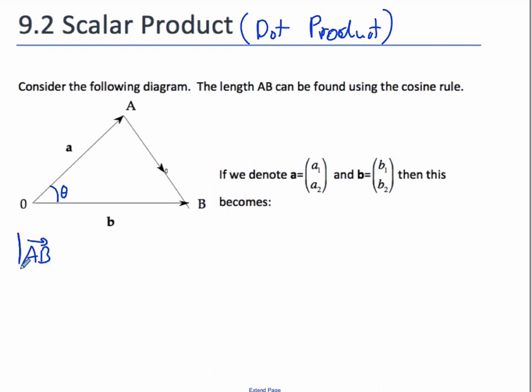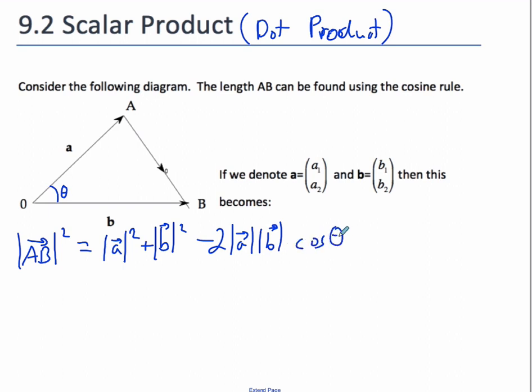the distance AB squared equals a squared plus b squared minus 2 times the magnitude of a, magnitude of b, cosine theta. Okay, so now if we let the vector a be a1, a2, and vector b be b1, b2, we'll substitute all that in.